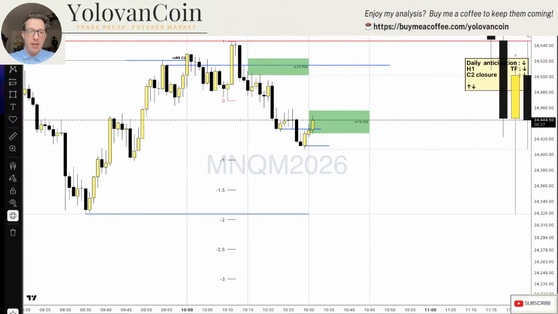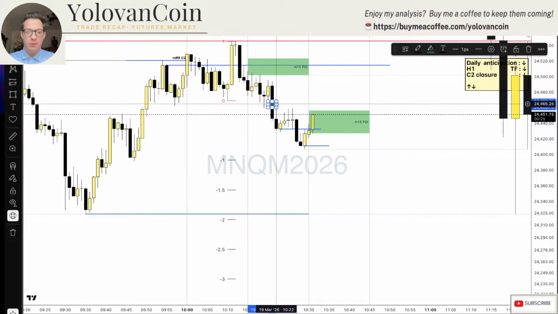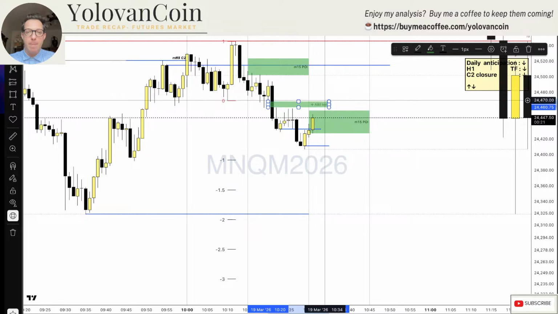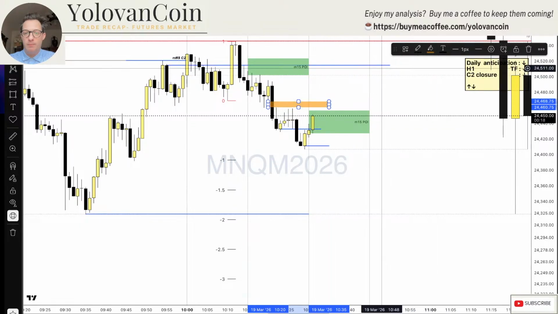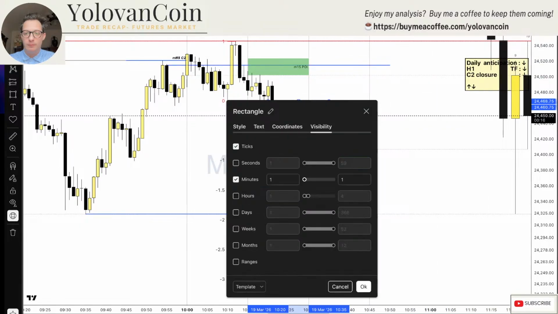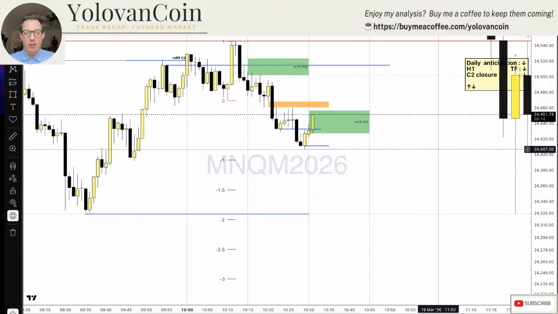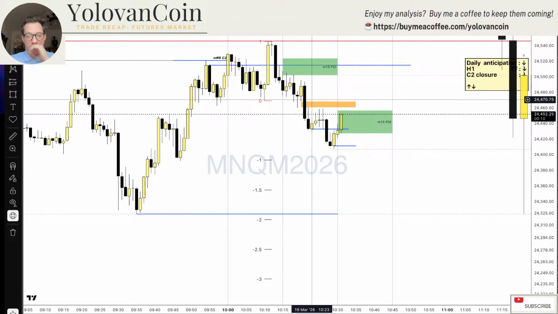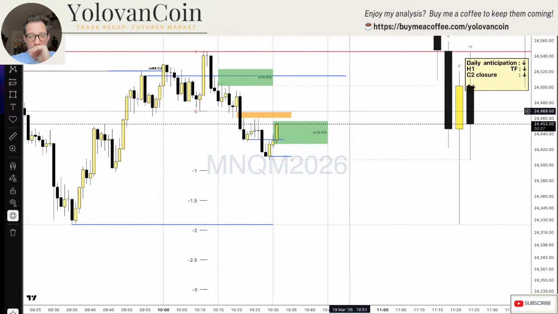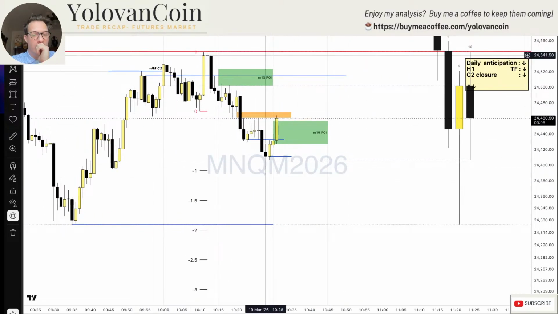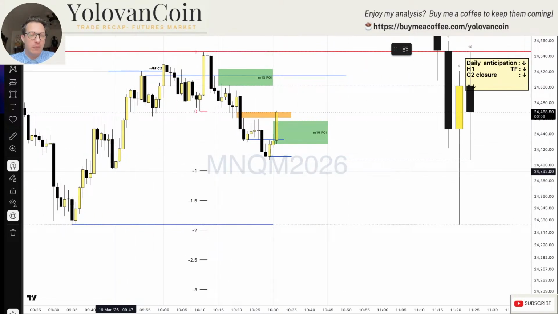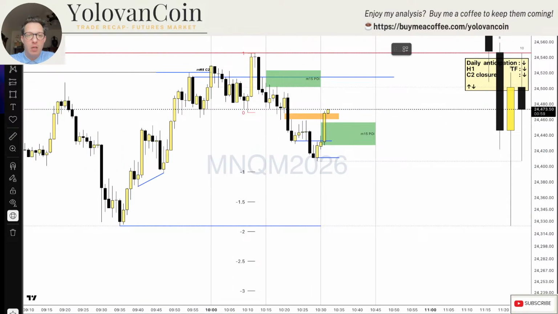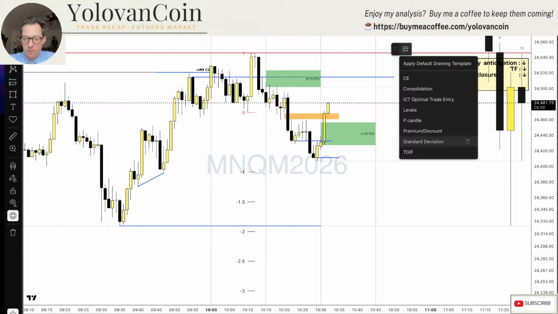What I really would like to see is a sweep. I would like to see the price tag in and then close below. Perfect. Now you see, if I draw something, it's just only 1 minute. That's what I want to see. So I want to see a sweep. I want to see a protected high inside this M15 and then going lower to target these low resistance liquidity around here. And then of course the original consolidation, which was from here.